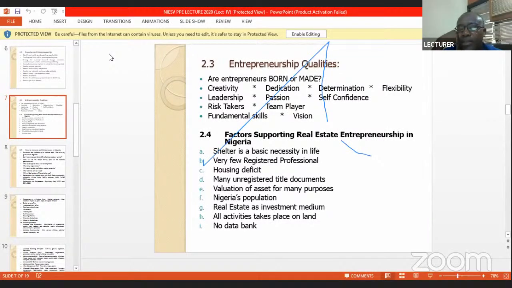That is why one of the very juicy parts of our profession is property development. The moment you are able to settle into property development, you will see that the profession is a very interesting profession. You will also notice that there are many unregistered title documents.